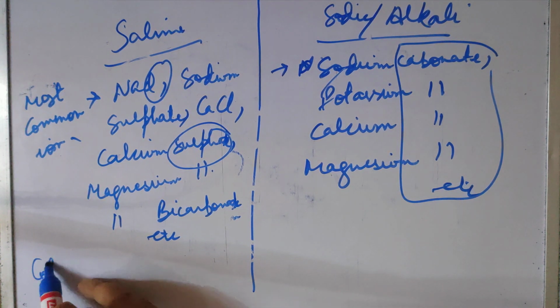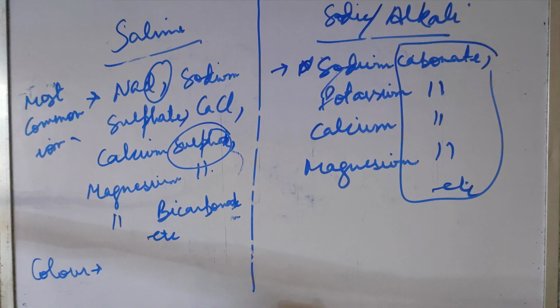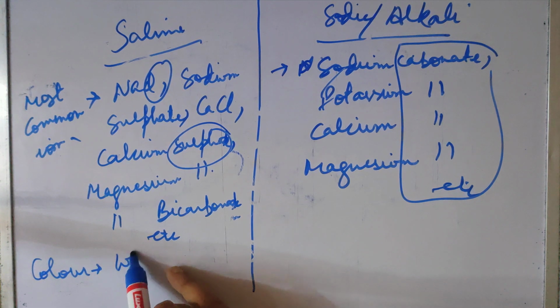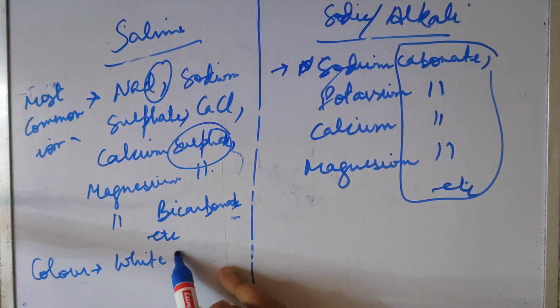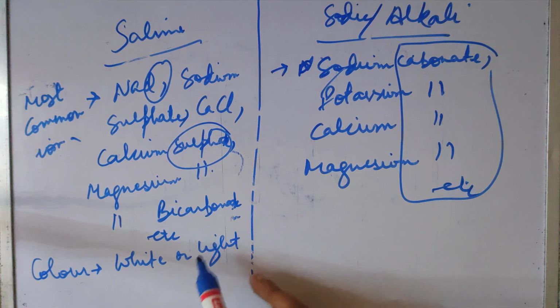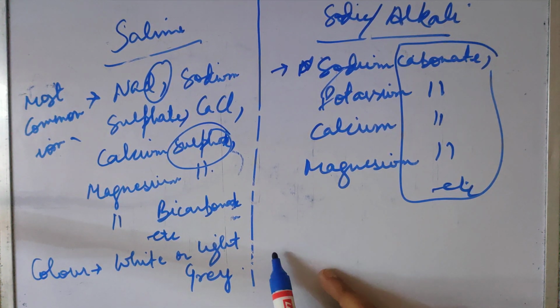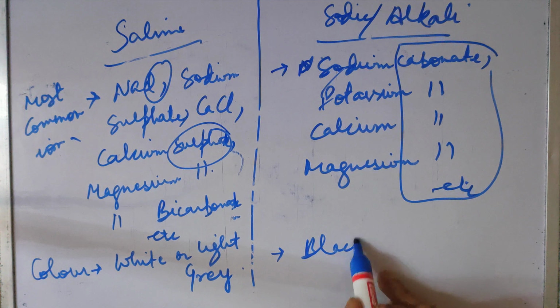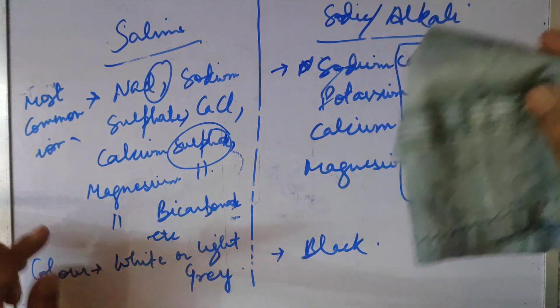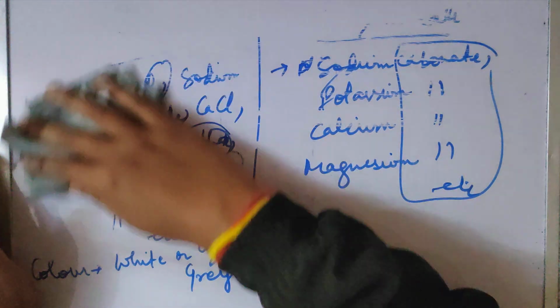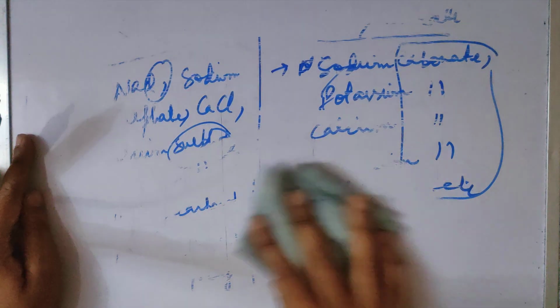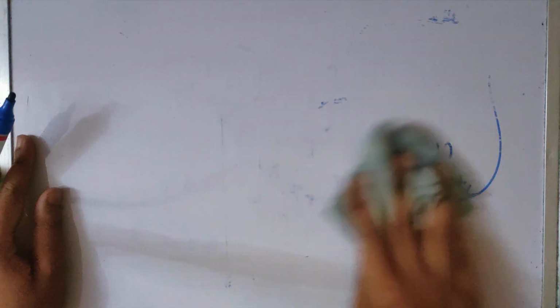The color of soils. The color of saline soil is white or light gray, whereas the color of sodic or alkali soil is black, darker colors. So hope you all understand what saline and sodic soils are, and hope you all know about the difference between them. It is important, has been asked in previous years.